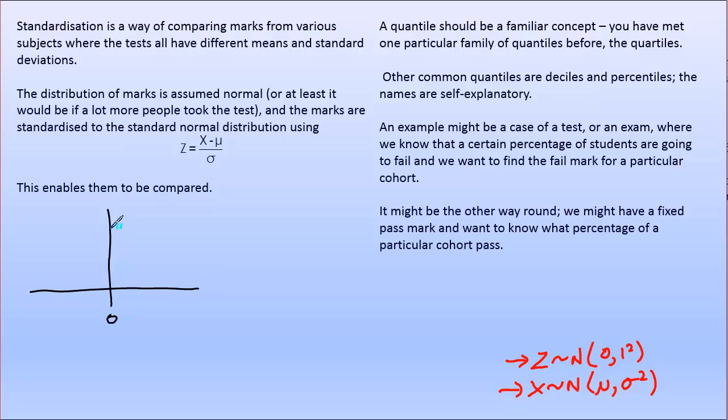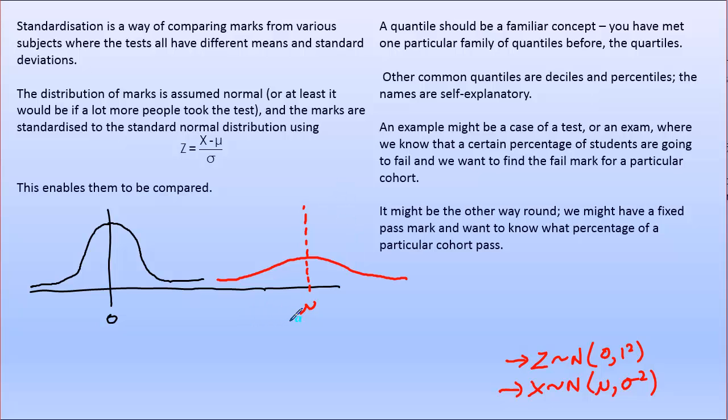So let's suppose that this is the standard normal. Then over here, maybe a long way in the distance, we have a test which has a mean of mu and a standard deviation of sigma. And in this case, sigma is more than 1 because we can see that this is more spread out than this one.